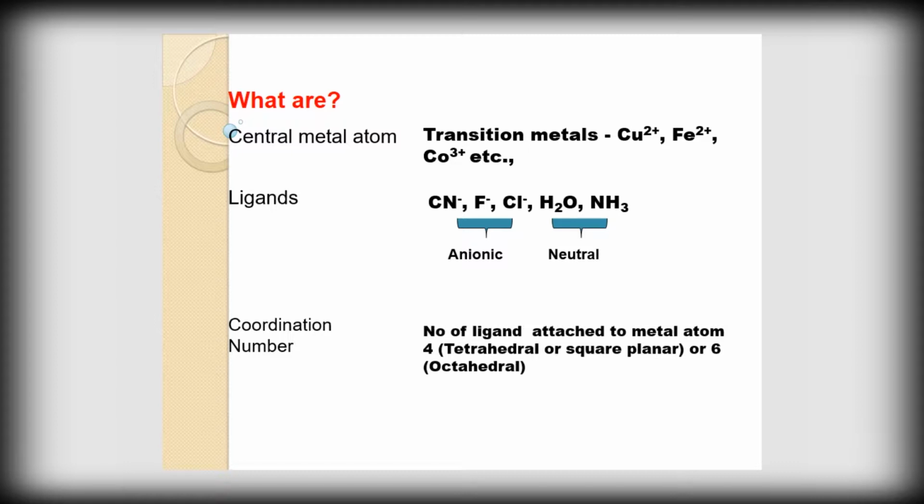Next, the coordination number, the number of ligands attached to the metal atom. It can be 4 or 6. If it is 4, the geometry is tetrahedral or square planar. If it is 6, octahedral.